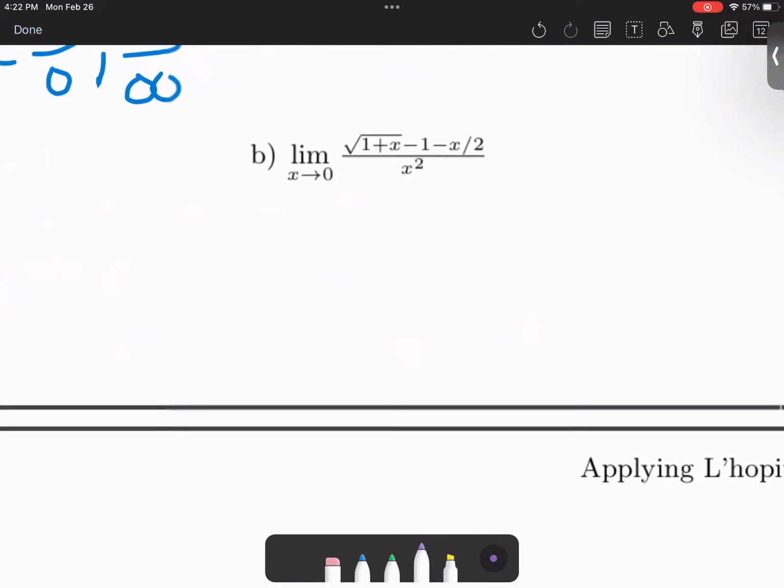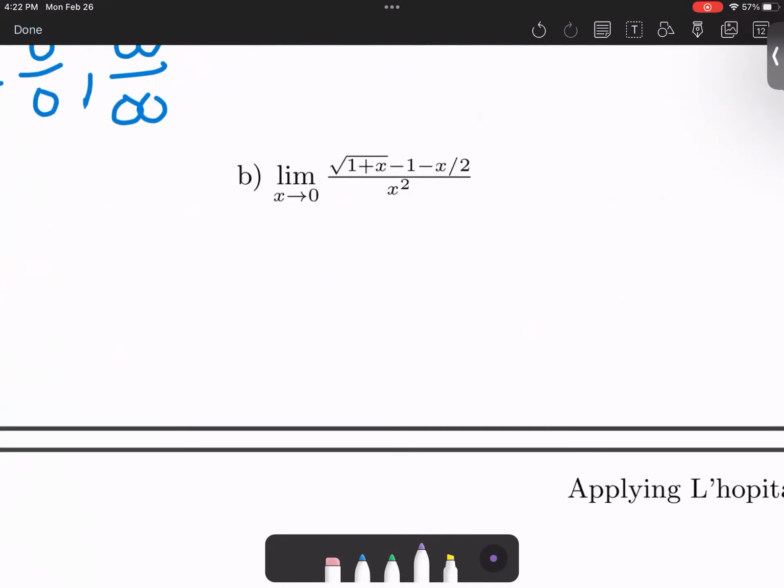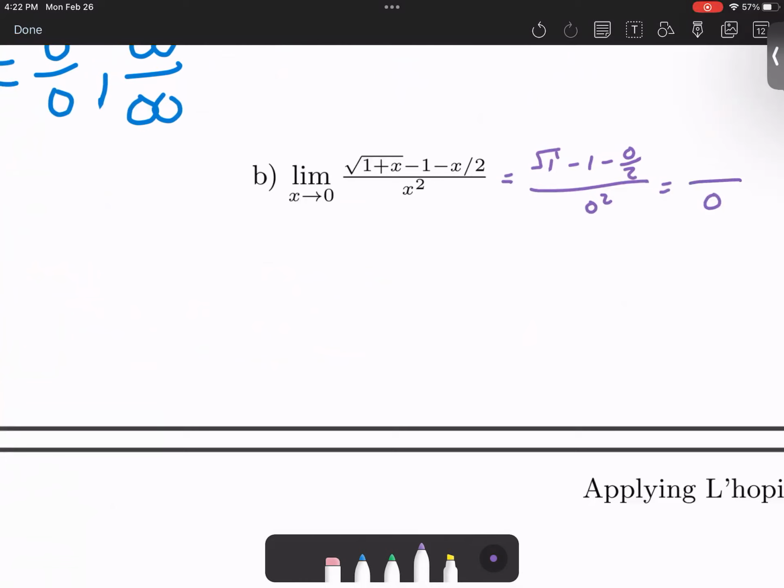All right, let's try this again, maybe a little bit quicker. Trying to take the limit as x goes to 0 of this fraction. As always, our first attempt is direct substitution. This will be square root of 1 minus 0 over 2 times 0 squared. Our denominator is 0, and square root of 1 minus 0 is 0. So we have the indeterminate form 0 over 0.